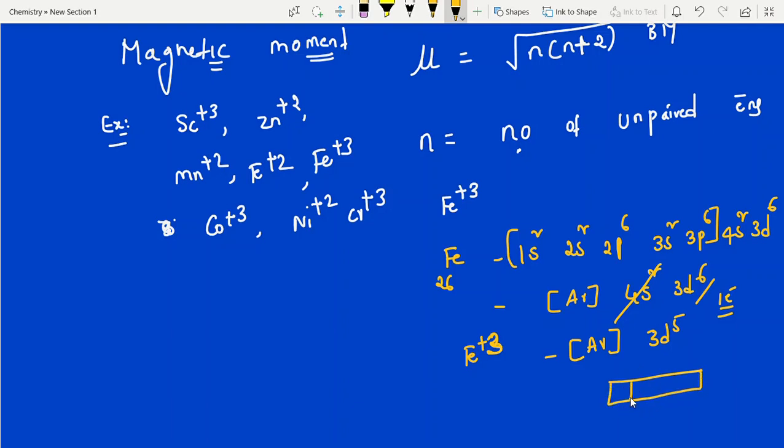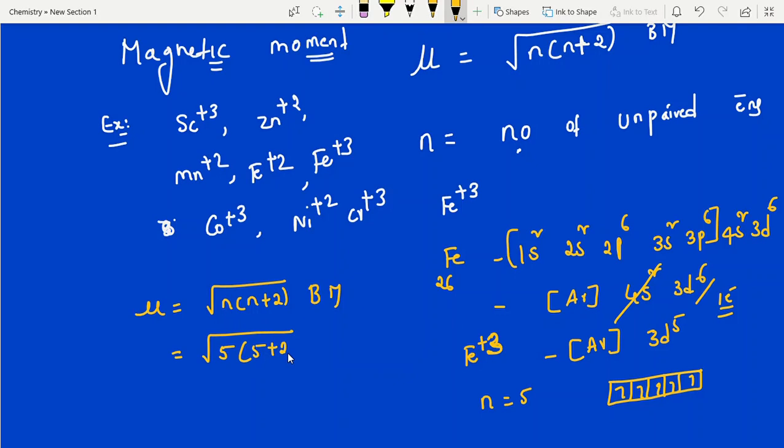Without writing the box method, don't go for this answer. 1, 2, 3, 4, 5, so n equal to 5. If it is a board examination, you people have to explain like this: mu equal to root over n into n plus 2 Bohr magneton. What is n here? 5 unpaired electrons. So root over 5 into 7, which is 35 Bohr magneton. The value of root 35 is 5.8.